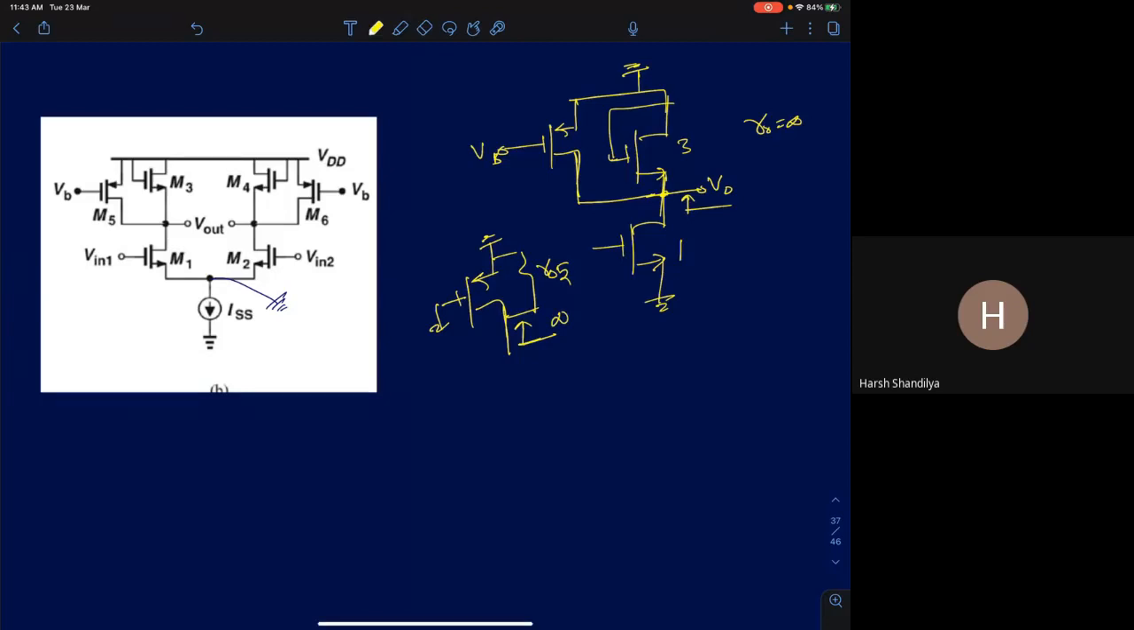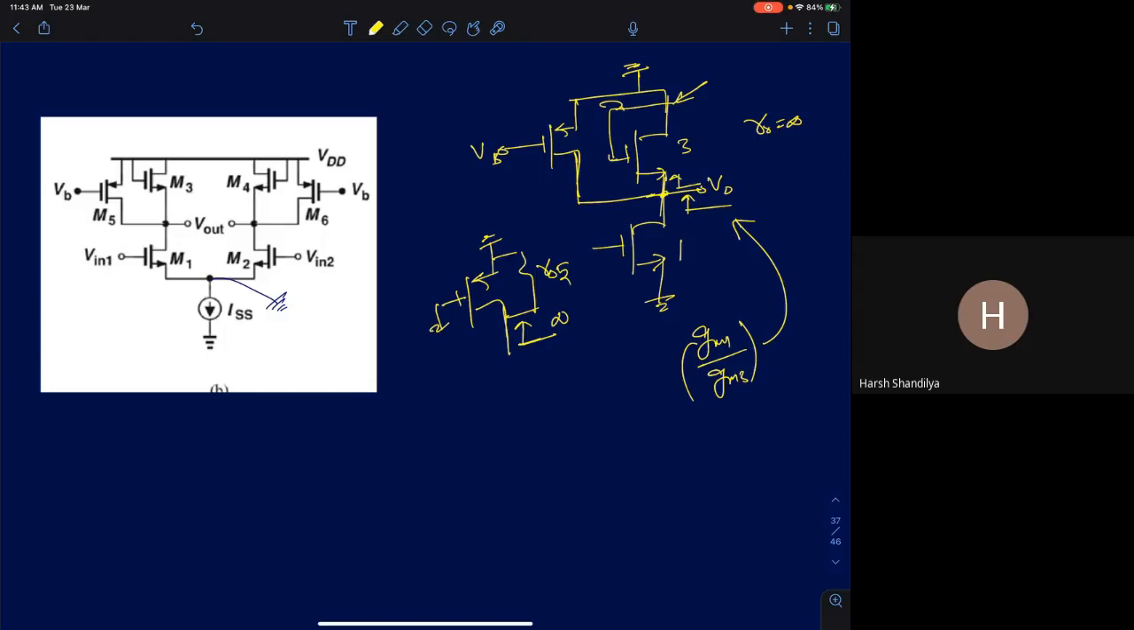Similarly, now you're looking into the source of M3. Gate is at ground, drain is also at AC ground. So the resistance will be 1 by GM3. So the gain will simply be GM1 by GM3. That will be the gain if you ignore R0, if you assume R0 is infinity.